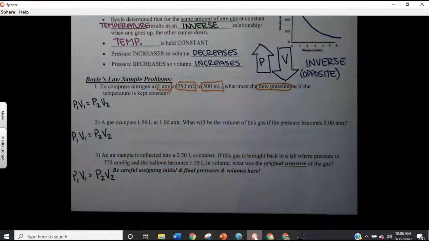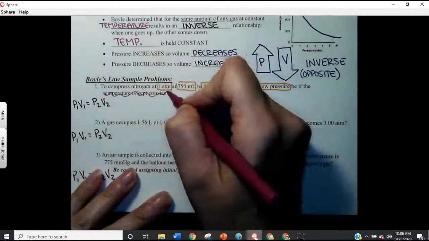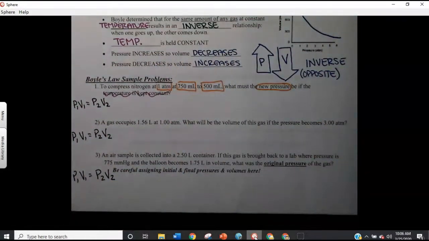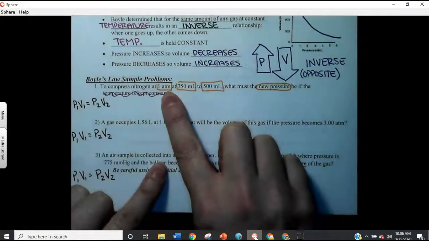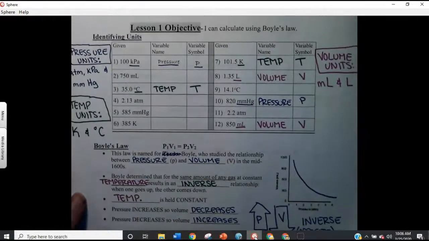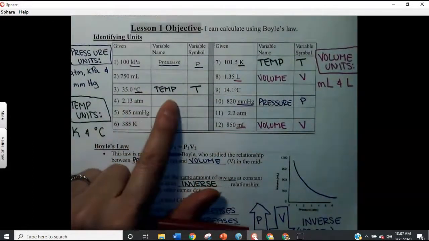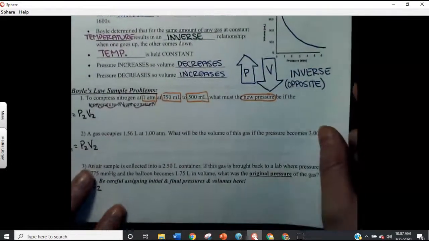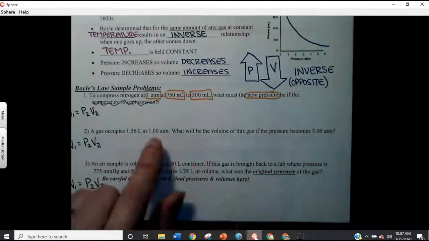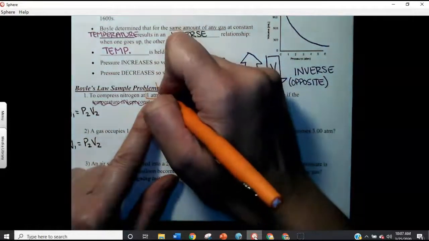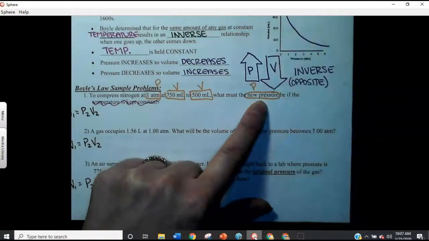Now, when it says if temperature is kept constant, cross that out. That means we don't care about temperature. We only care about variables, and if temperature is constant, it's not varying. So now, using the units, just like we did at the top of your notes page where we used the units to figure out what the variable was, we're going to use that same skill down here. So atm, I know that is a pressure. mL, I know that's a volume. mL, I know that's a volume. New pressure, that's a pressure.